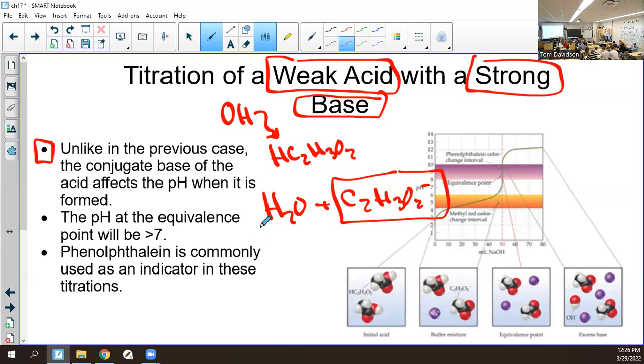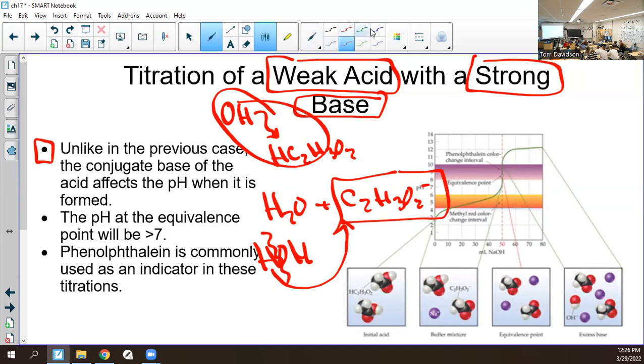So if any of the water breaks apart, which water does at equilibrium, not very much, but some of it does, then it will bond back with this to make weak acid. So we have a neutralization reaction, but as part of that, we're left over with a conjugate base of a weak acid, which will affect the pH. It depends on how much extra, and it depends on the Ka.